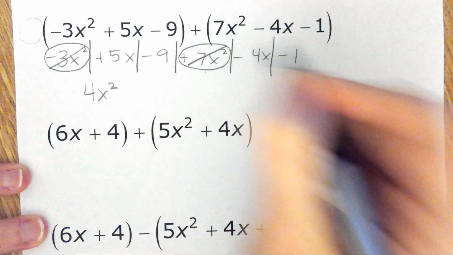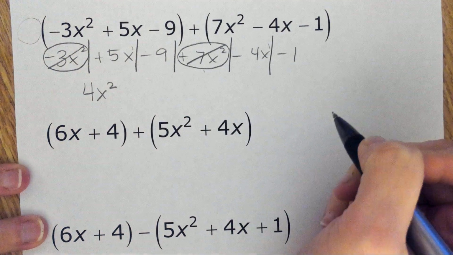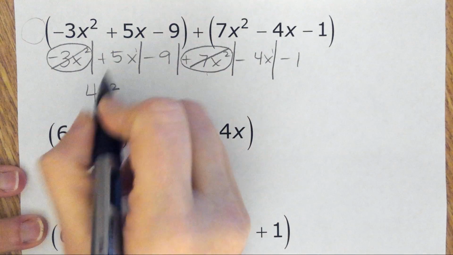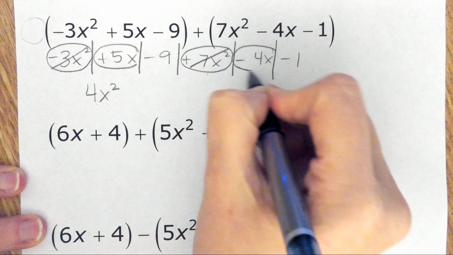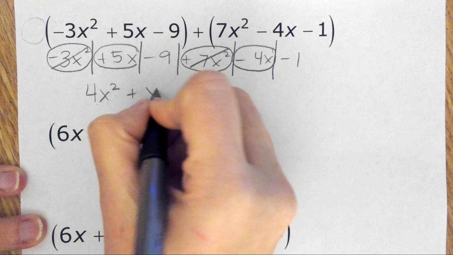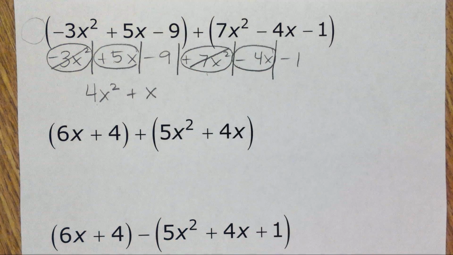Okay, now I'm going to look for the next highest exponent. Well, I've got the invisible 1 here for my linear terms. I've dealt with my quadratic term. Now let's look at my linear term. I have a 5x and a negative 4x. Well, 5 minus 4 is positive x or positive 1x. You can put the 1 there if you want to. We don't, but it's not wrong if you do.